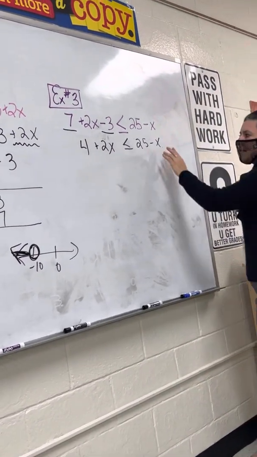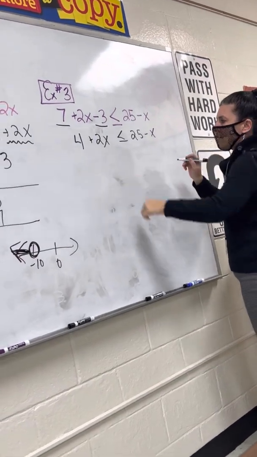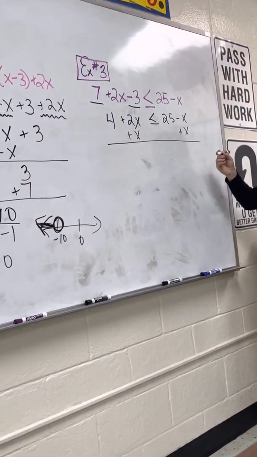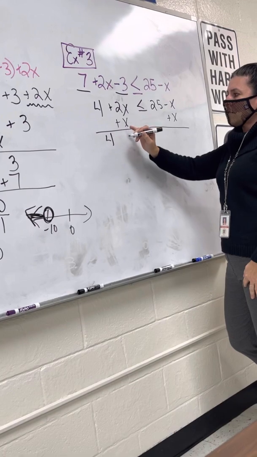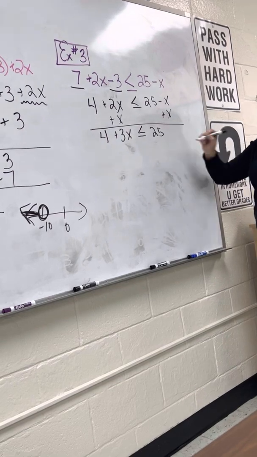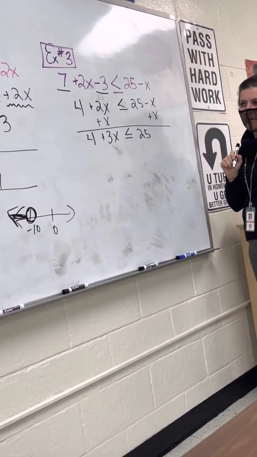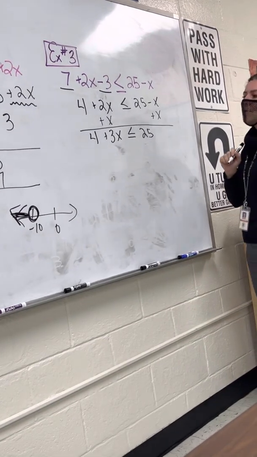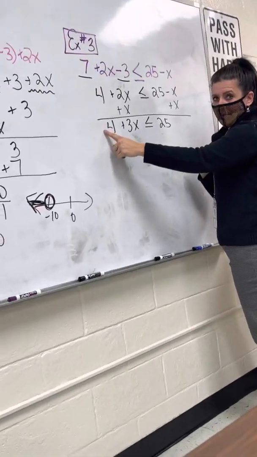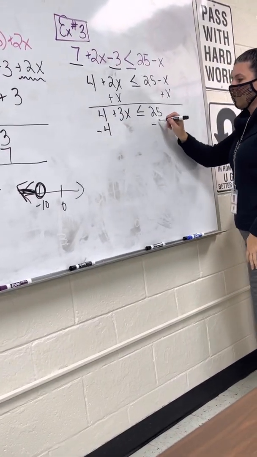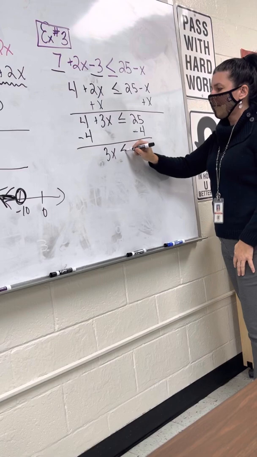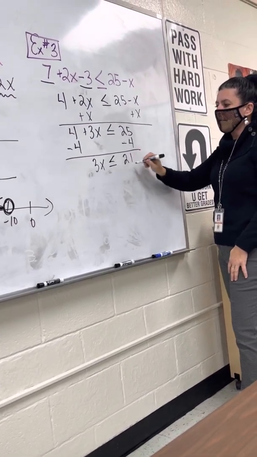Move the variable to the left. Here's my variable. I'm going to move it to the left by doing the opposite operation. When I do that, I'm going to bring down the 4. 2 plus 1 gives me 3x. Bring down my symbol, and I still have a 25 on the right-hand side. Step 4 says move my constant to the right. Here's my constant. There's a plus in front of that, so I'm going to subtract 4. Bring down my 3x. Bring down my symbol. 25 minus 4 gives me 21.